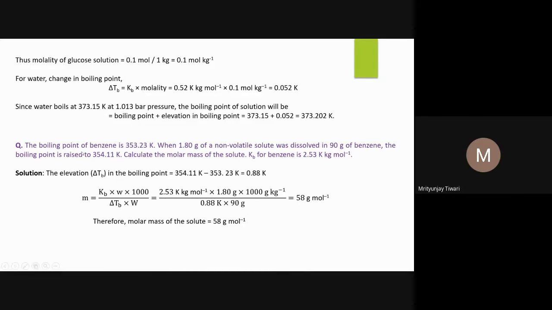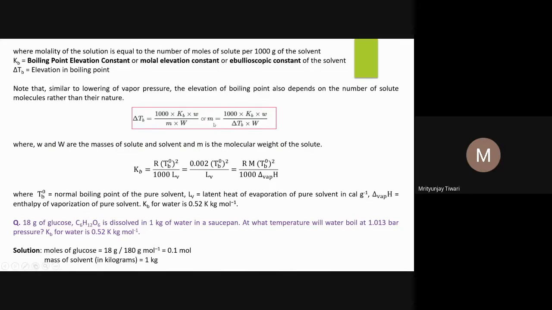So elevation in boiling point delta TB will be equal to 354.11 minus 353.22 Kelvin. We have to calculate the molar mass of the solute. Kb for the benzene is 2.53 Kelvin kilogram per mole, which is given. So the formula that we will apply here is this formula.